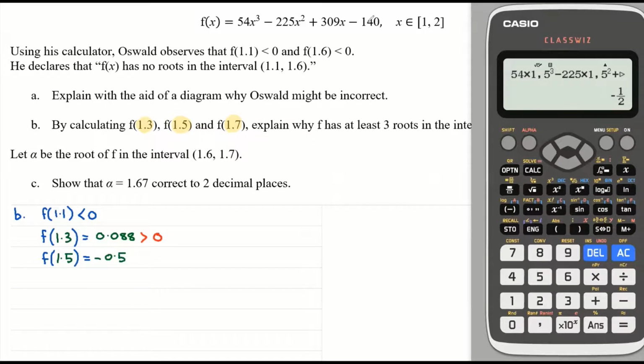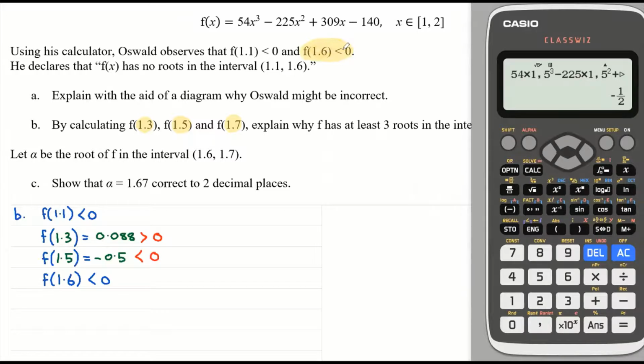Okay, so we have a change of sign between 1.3 and 1.5 for our function f. The next one, now we know 1.6, we know that's negative also. So we're going to make a note of that as well. So f of 1.6, which is given to us, is also negative apparently. So I don't know what it is. I'm not going to work it out. We just know that it's negative. Okay, and that was given to us earlier in the question. So just here. Okay, that might be useful.